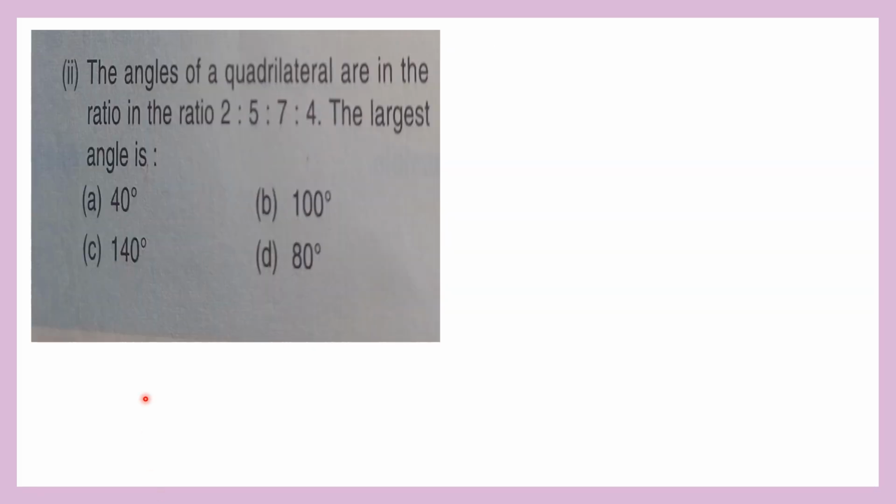Question 2. The angles of a quadrilateral are in the ratio 2:5:7:4. The largest angle is which of these? So which is the given ratio of the angles of the quadrilateral? The ratio is 2:5:7:4. So let the angles, now quadrilateral is a polygon which has 4 sides. That's why here in the ratio also we have 4 numbers. So let the angles be 2x, 5x, 7x and 4x.